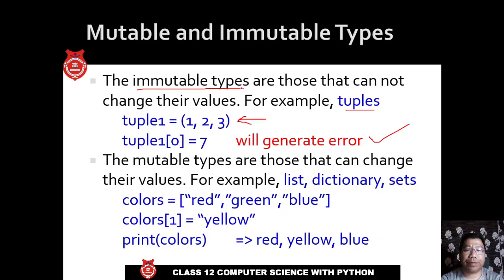But there are mutable types, where the value can be changed even after it is declared. For example, we have list, dictionary, and sets. For example, colors red, green, blue. If I want to change the value at index number 1, which is the second item because it starts from 0, and that is green, I'm changing that green to yellow. There is no error. So if I print the colors, I'll get red, yellow, blue because I already changed that green to yellow. These are known as mutable data types.